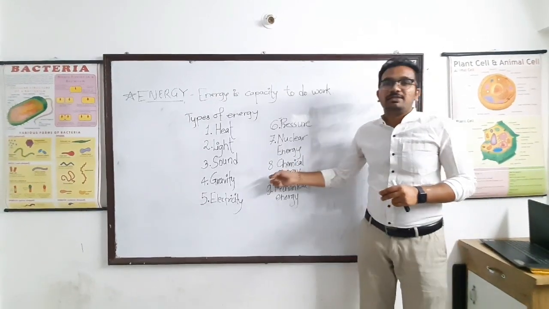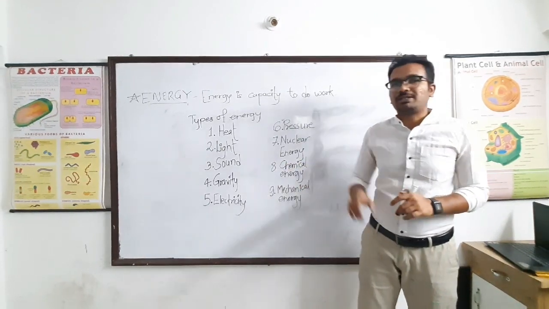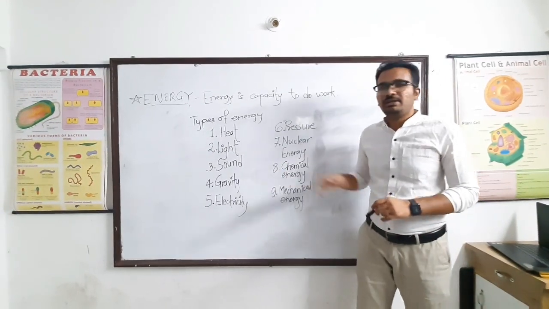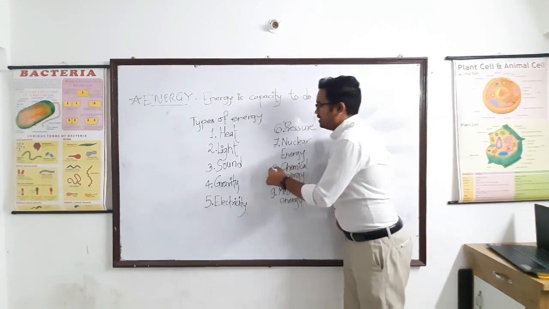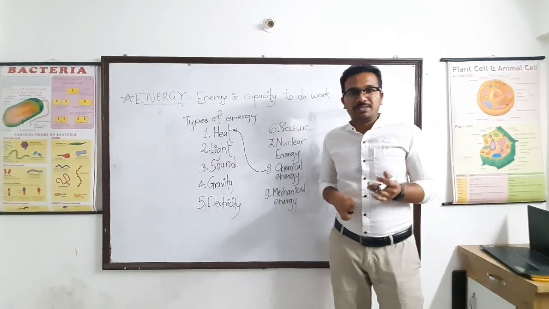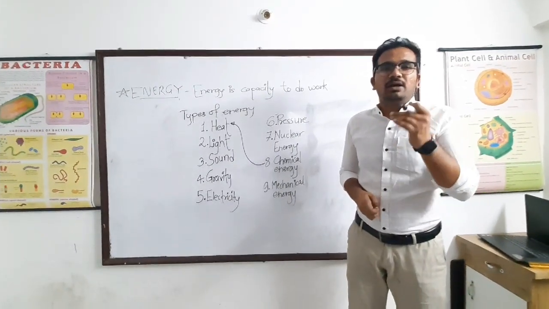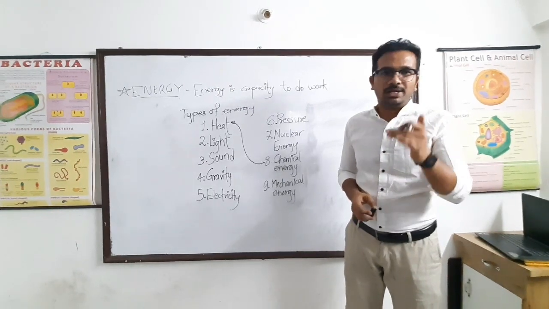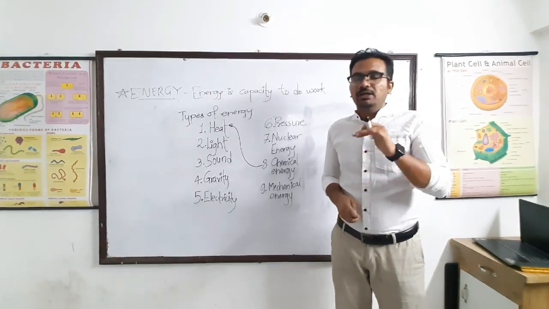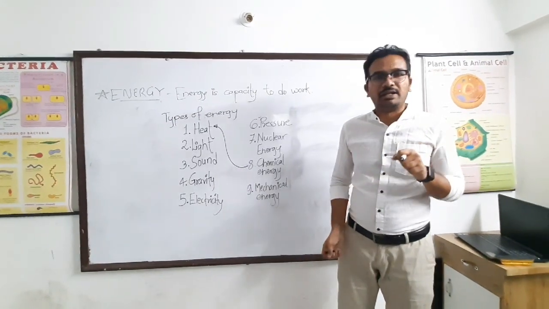Okay, so after that, the eighth energy is the chemical energy. Most of the time we use chemical energy or different types of chemicals to convert them into heat. For example, kerosene, petrol, diesel, CNG and LPG, that is liquefied petroleum gas, that comes into everyone's home in the form of cylinders.